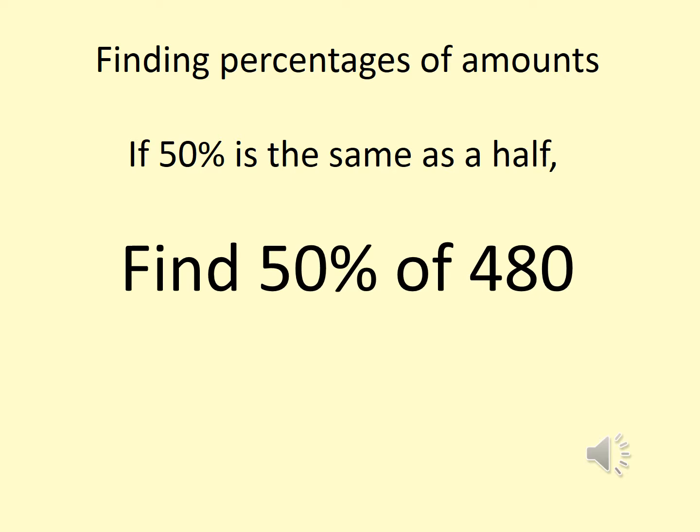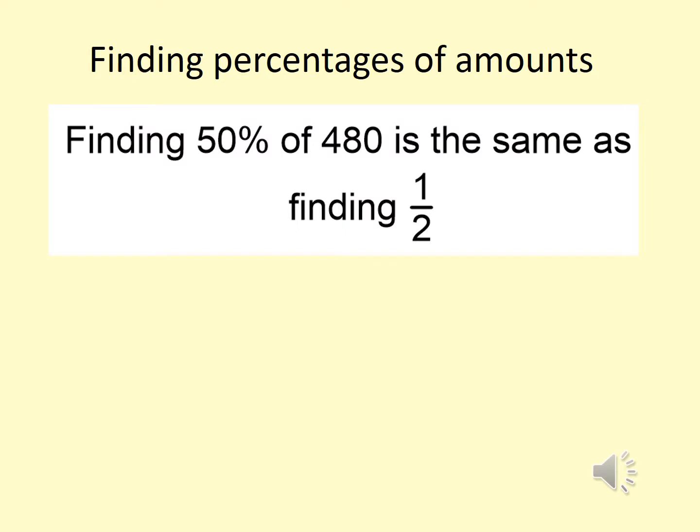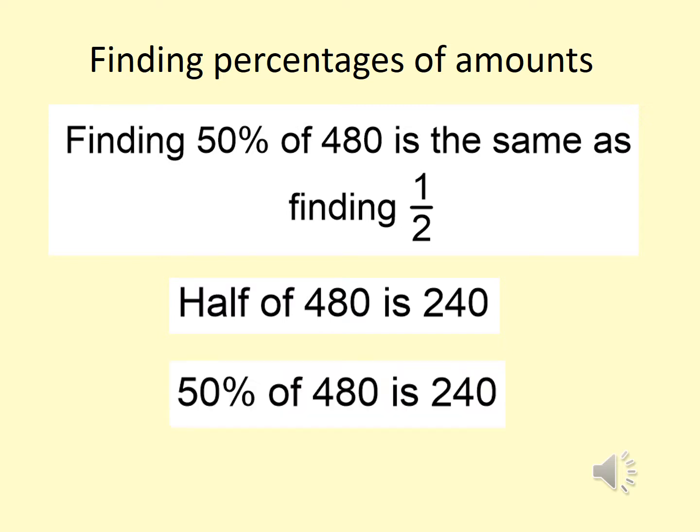If 50% is the same as a half, then find 50% of 480. So if 50% is the same as a half, half of 480 is 240. So 50% of 480 is 240.